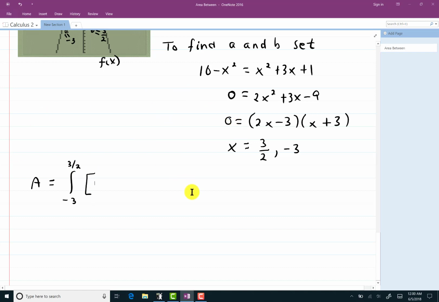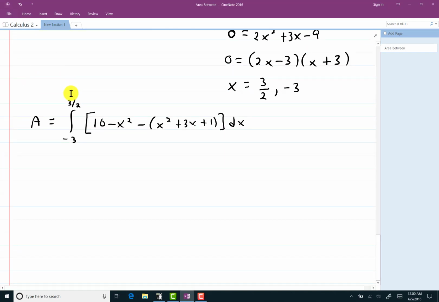So the upper function was the 10 minus x squared again. 10 minus x squared minus x squared plus 3x plus 1 dx. And with anything else, simplify inside the integral before you do anything else. So I'm going to have -3 to 3/2. This probably wasn't escaped on you. You're going to get the negative of that particular expression here. So that's going to equal 9 minus 3x minus 2x squared dx.